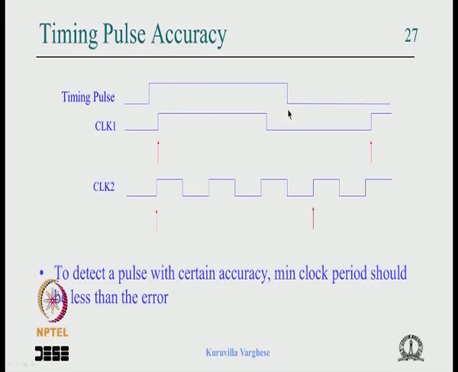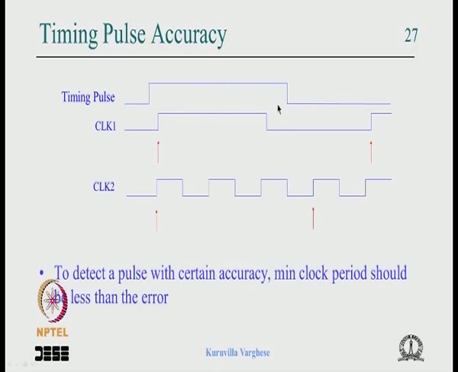So here you see that the real timing pulse was this, and here the pulse width is this. So we are much closer here. Suppose the requirement is, assume that this is 100 nanoseconds, and it has to be detected with an accuracy of say 90%. So the error should be 10 nanoseconds. Assume that this should be detected within 10 nanoseconds.